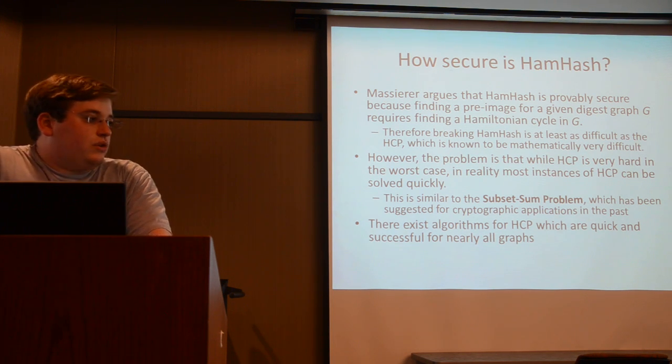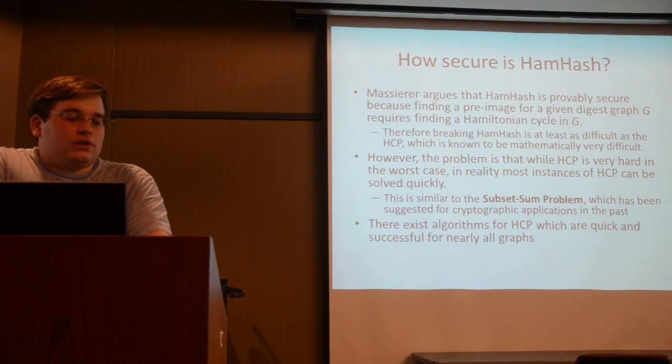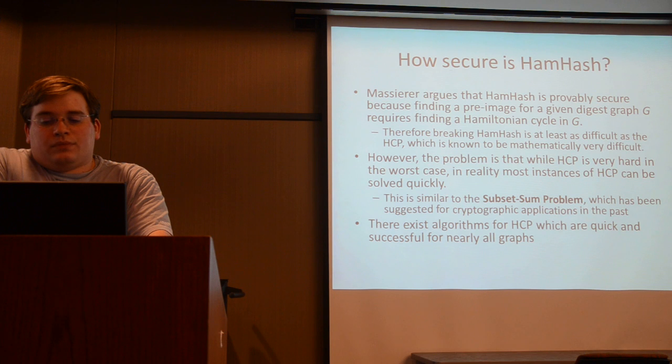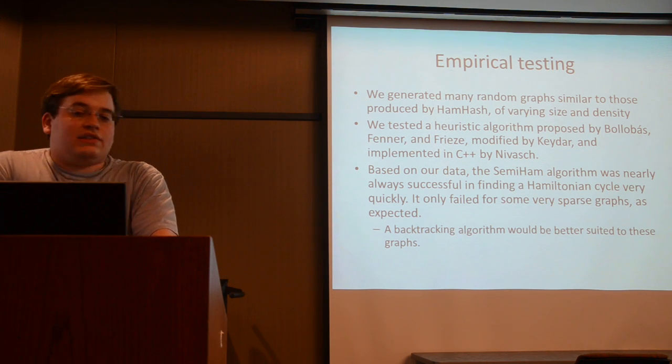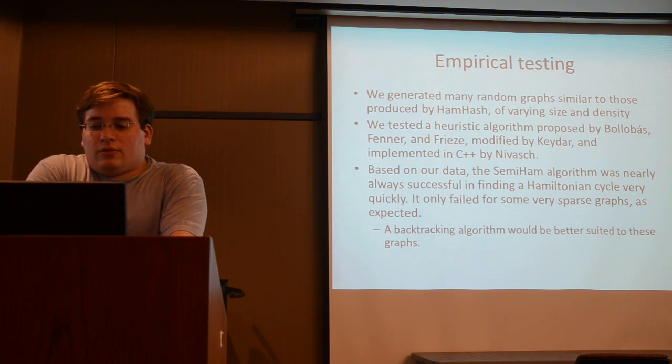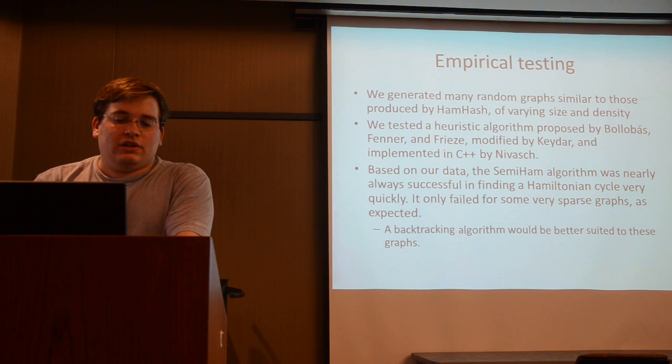It's similar to the subset sum problem, the knapsack problem, which you may have heard of, which is another combinatorial problem which ended up being not very suitable for cryptosystems because it's hard in the worst case, but in the average case it's actually not that hard at all. So we did a little bit of empirical testing just to verify this. We generated a bunch of random graphs that were designed to be of the type that would be produced by ham hash. So they're basically a big Hamiltonian cycle disguised by adding a bunch of random edges.